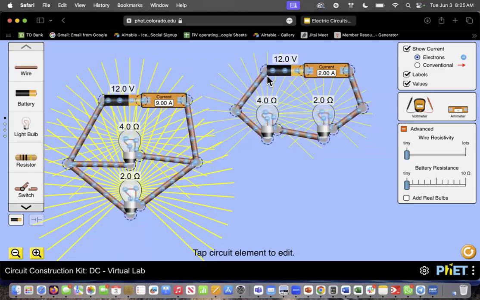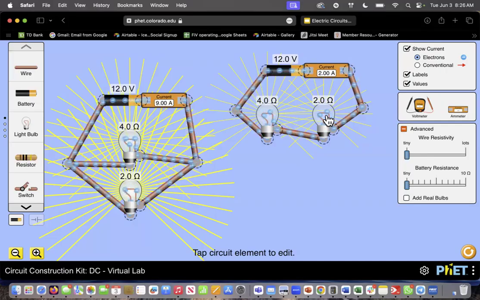That means the current is the same. You notice that there's no place where any of the blue dots are going faster than anywhere else, and that's why the current is 2. Now, voltage is current times resistance, so 2 times 4 is 8, and 2 times 2 is 4, of course, and 8 plus 4 is 12 volts.